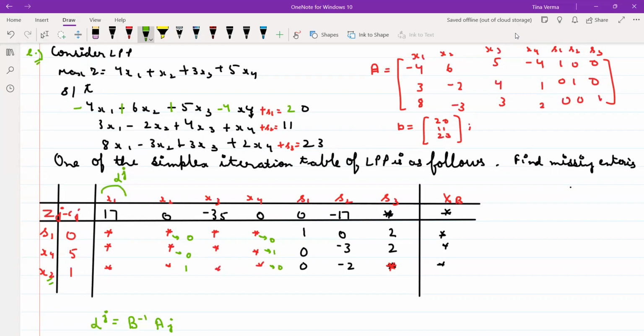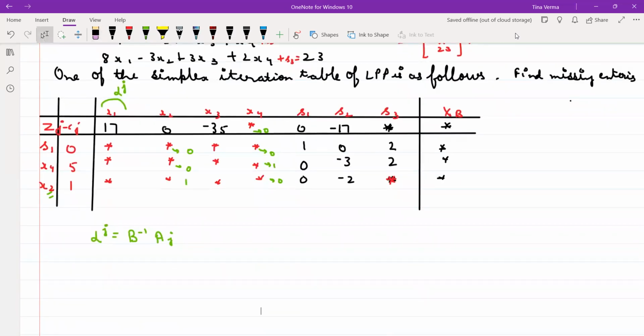Is it clear? The same thing applies here: if this were also missing, I know my x4 is a basic variable, so whether or not I apply a formula, since x4 is my basic variable, Zj minus Cj will be 0. Is it clear? Yes or no? Fine. So now the rest you have to do the calculation.